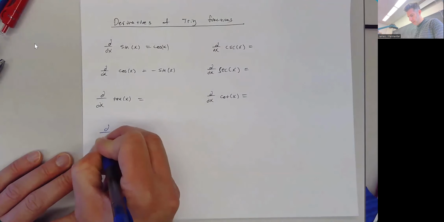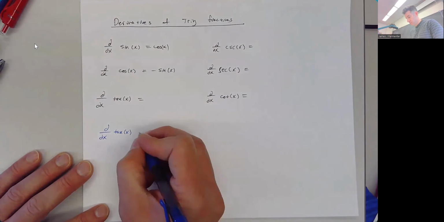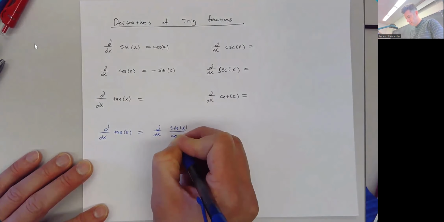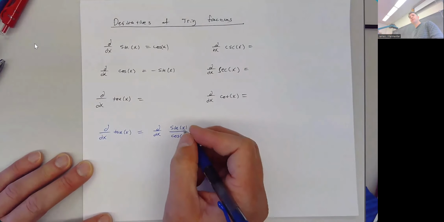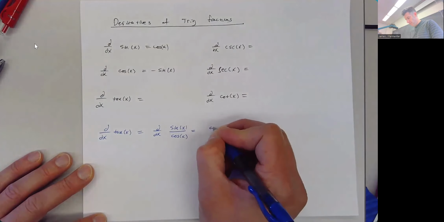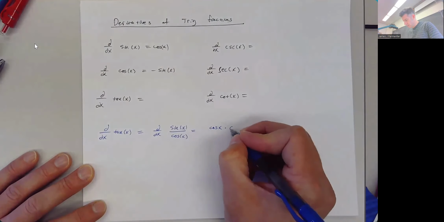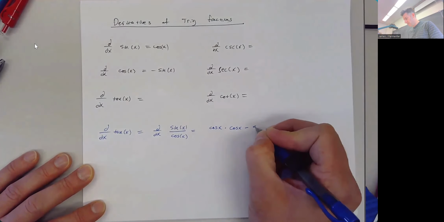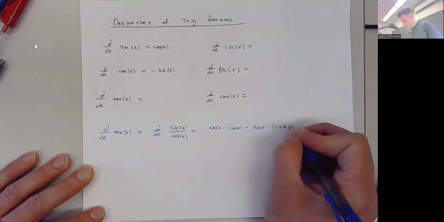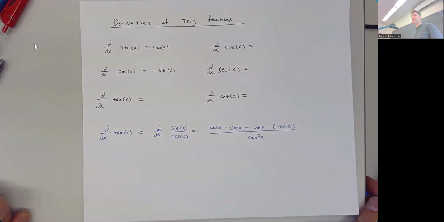So to find the derivative of tangent, I want to write tangent as sine over cosine. Oh, look, a quotient. I know how to take the derivative of a quotient. I'm going to use the quotient rule. So that's going to be the bottom times the derivative of the top. And the derivative of sine is cosine. Minus the top times the derivative of the bottom. And the derivative of cosine is negative sine, all divided by cosine squared of x.